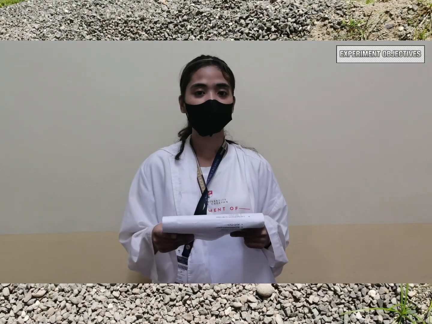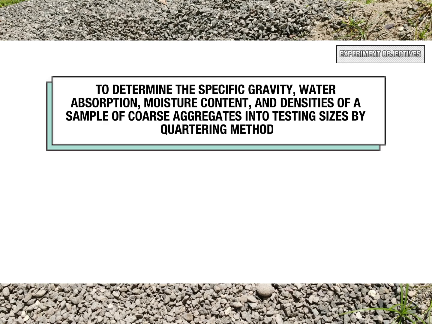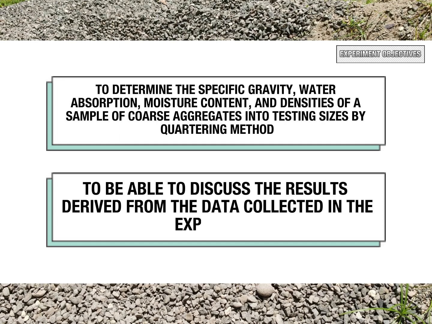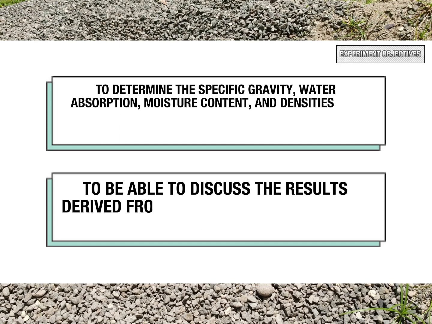So for the experiment objectives, first one is to determine the specific gravity, water absorption, moisture content, and density of a sample of coarse aggregates reduced into testing sizes by the quartering method. And the second one is to be able to discuss the results derived from the data collected in the experiment.